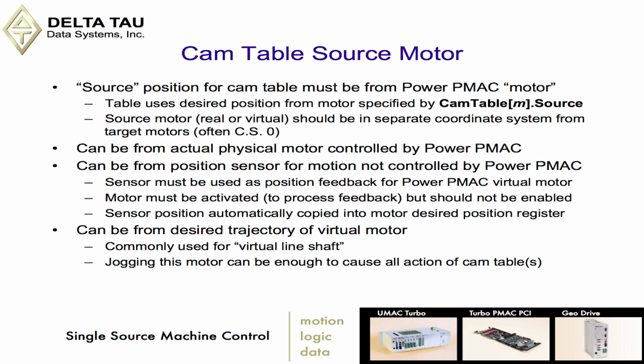And it can be from an actual physical motor controlled by Power PMAC, or it can be from a position sensor for motion not controlled by Power PMAC. But the sensor has to be used as position feedback for a Power PMAC virtual motor. So basically, you create a virtual motor that's using that sensor as feedback. The motor has to be activated so it can process the feedback, but you wouldn't enable it because it's a virtual motor. And then the sensor position is automatically copied to the motor's desired position, which is then used by the cam table.